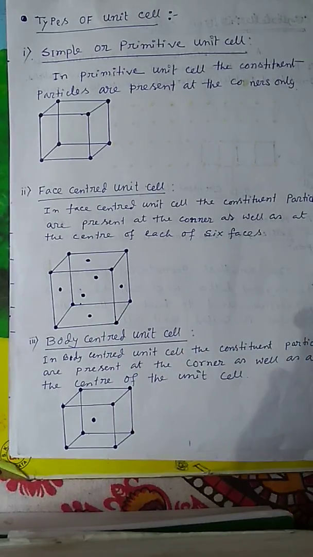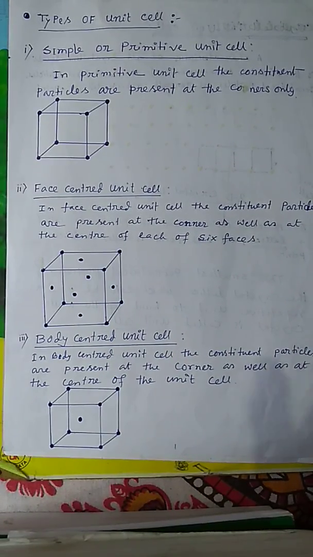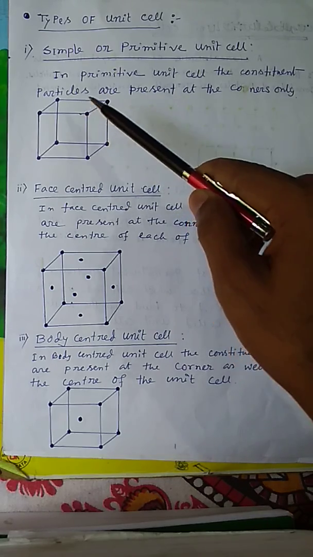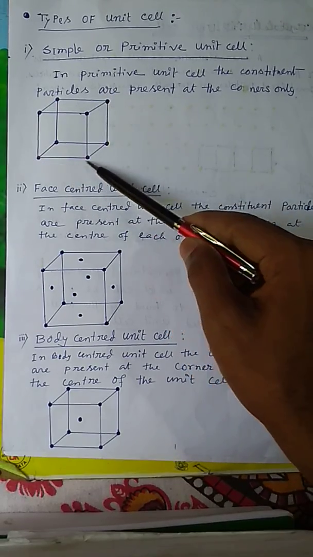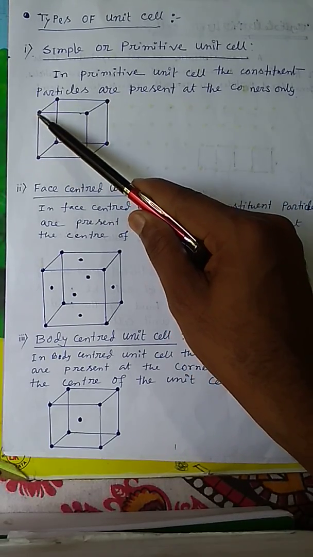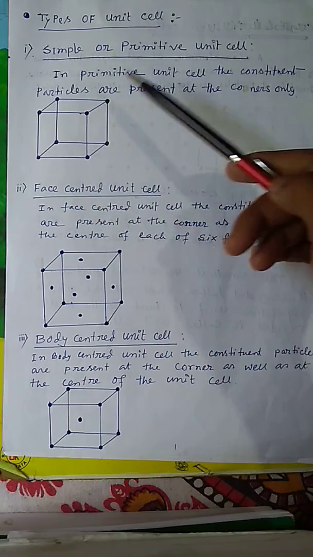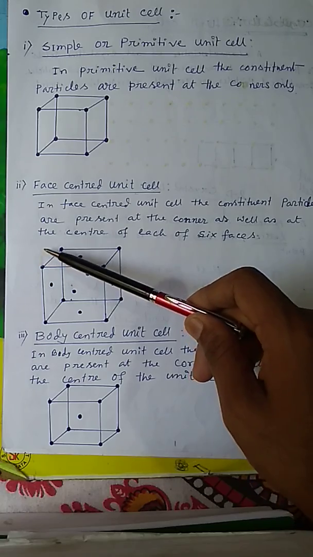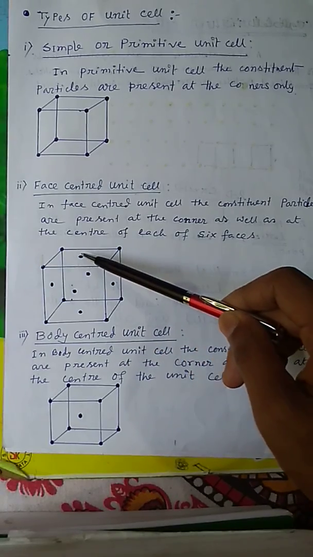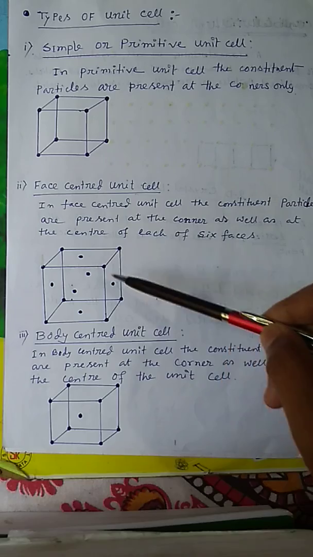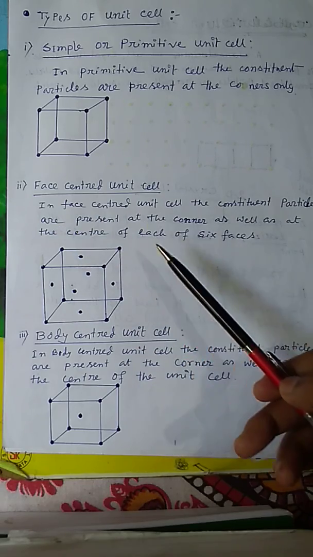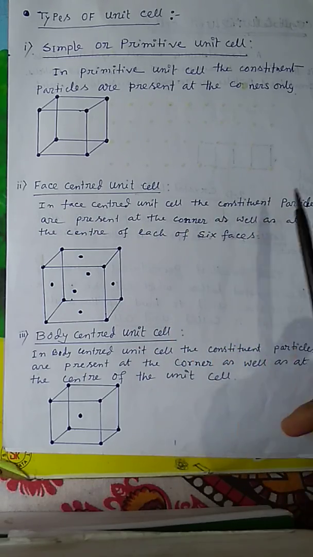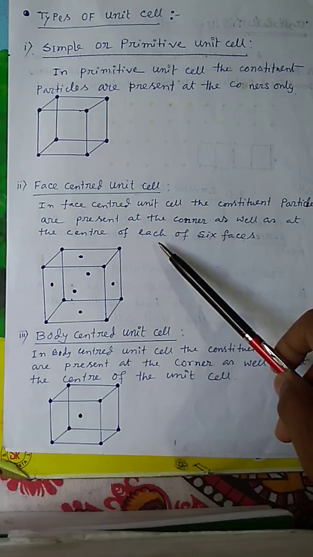There are mainly 4 types of unit cell: simple or primitive unit cell, face centered, body centered, and end centered. In simple or primitive unit cell, the constituent particles are present at the corner of a cube, only at the corner. In face centered unit cell, the constituent particles are present at the corner as well as at the center of each of the 6 faces.